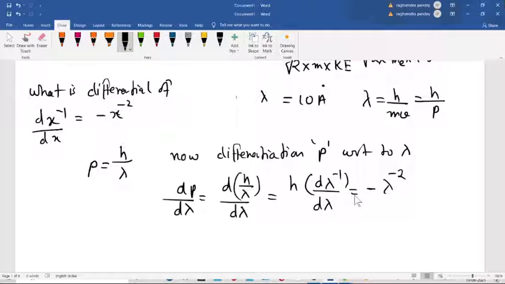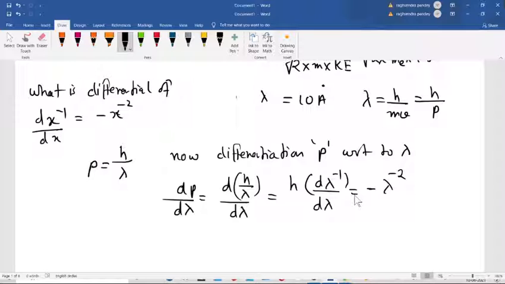Now delta x we know that is 25 upon 4 pi, so that is your 25 upon 4 pi into delta p. So delta p we can write h upon lambda square into delta lambda. H upon lambda square into delta lambda is equal to h upon 4 pi. Okay, so lambda is how much?